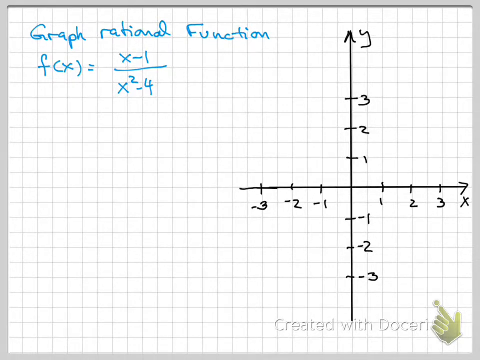Let's graph a rational function f of x equals x minus 1 over x squared minus 4. So what you really should do first is see if this can be written in lowest terms, see if there's anything you can reduce. Let's factor the x squared minus 4. X minus 1 cannot be factored any further, but x squared minus 4 can be factored into x minus 2 and x plus 2, as it is a difference of two squares.